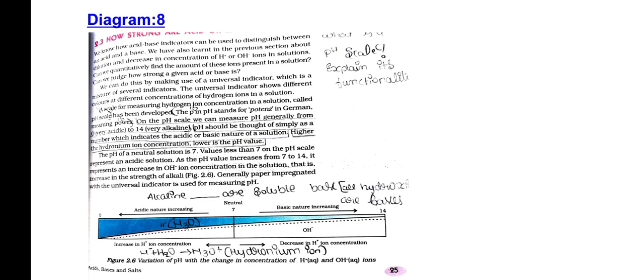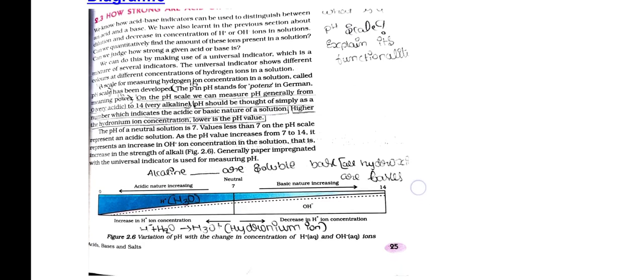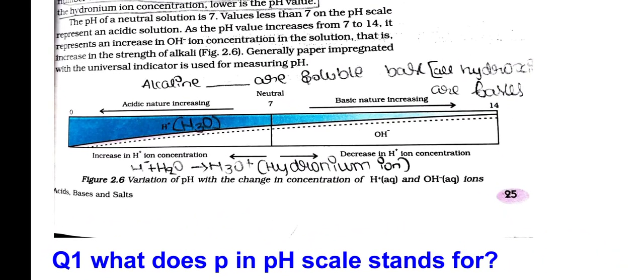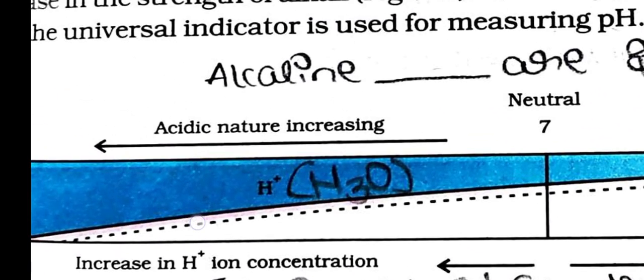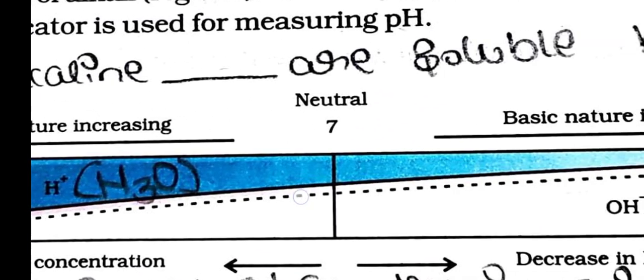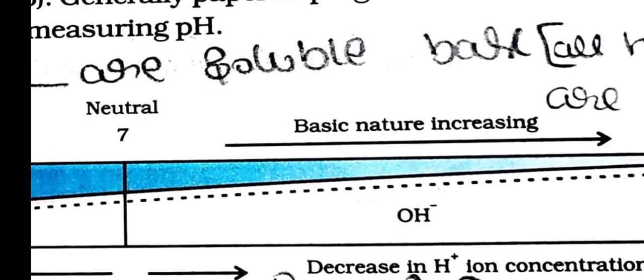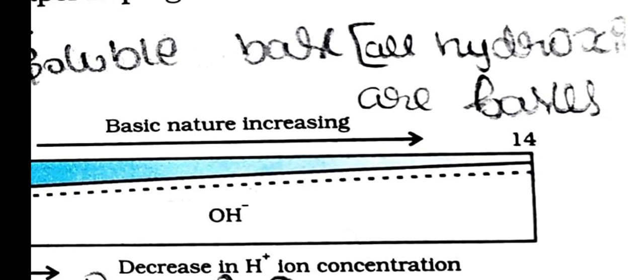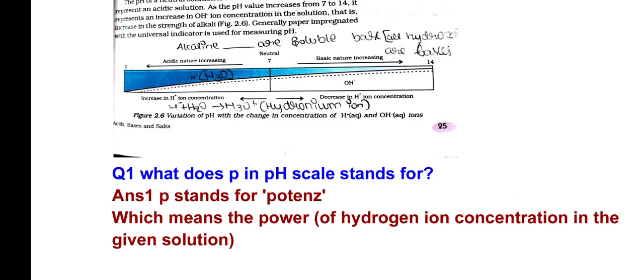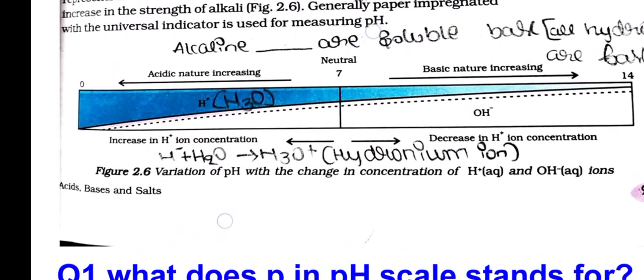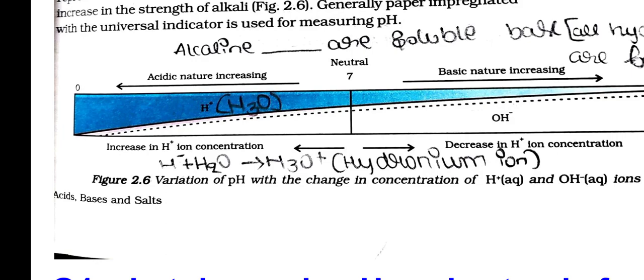Now let us consider diagram number 8. In this diagram, you have two sides which represent the H plus ion concentration on the left side and OH minus ion concentration increasing from 7 to 14 on the right side. Now based on this pH scale, this is a pH scale, it has the numbers from 0 to 14.